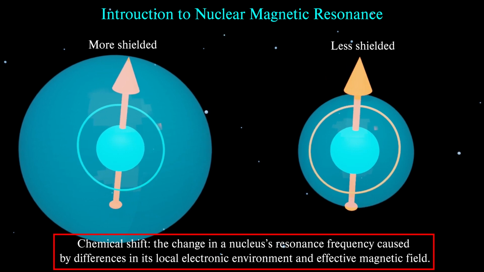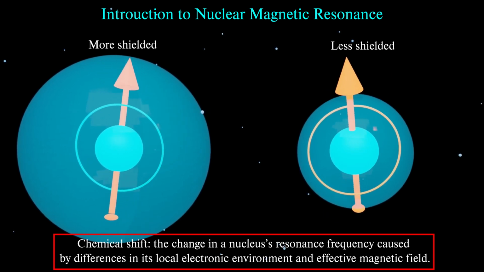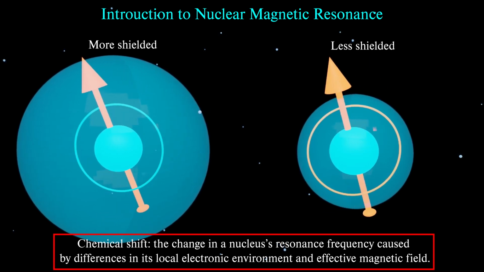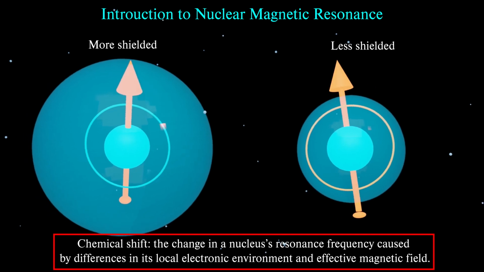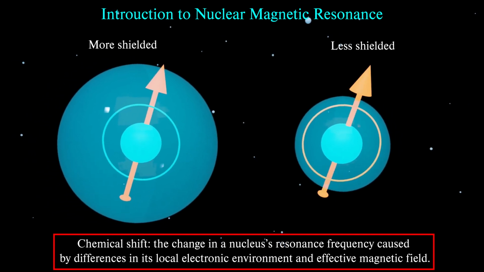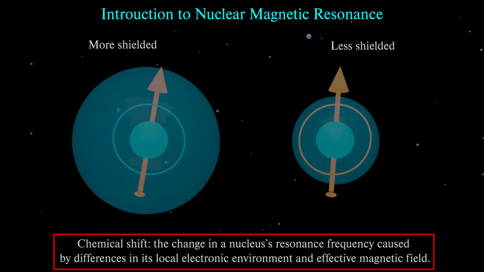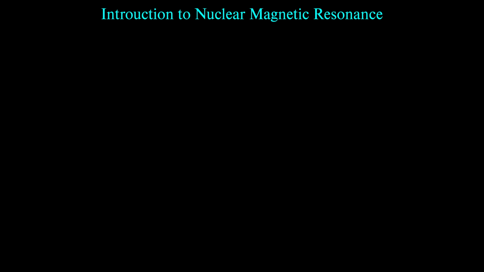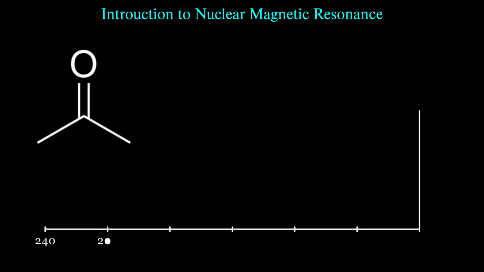And that difference is what gives us chemical shift. If a nucleus has lots of electron density around it, it becomes more shielded. If it doesn't, it feels more of the external magnetic field directly. But then another question comes up. What if two atoms are in identical environments? Let's take acetone, for example.